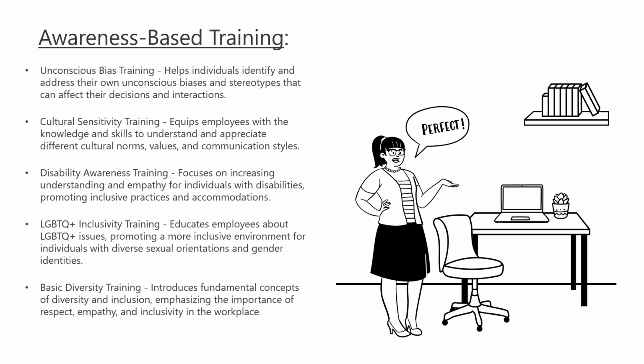Let's talk about the first type of training, which is awareness-based training. Awareness-based training consists of unconscious bias training, which helps individuals identify and address their own unconscious biases and stereotypes that can affect their decisions and interactions with their coworkers. Cultural sensitivity training equips employees with the knowledge and skills to understand and appreciate different cultural norms, values, and communication styles.